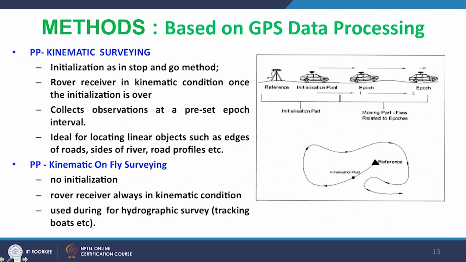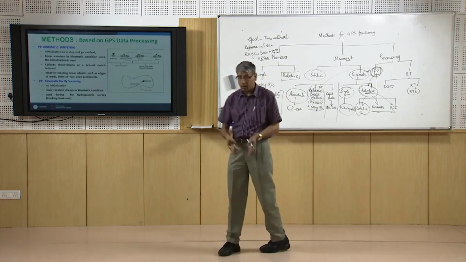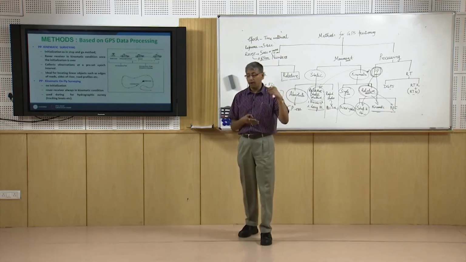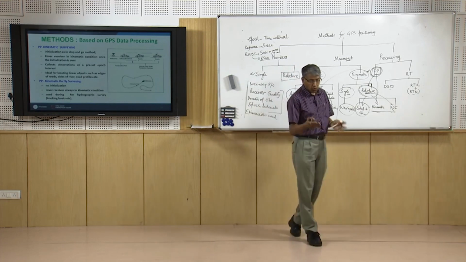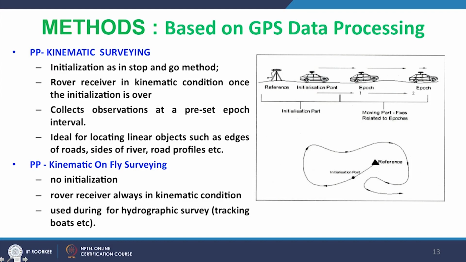Then in kinematic survey, it is actually the same, that means here also we have to do the reinitialization process as we did in the stop and go method, but here after initialization the receiver will be in continuous kinematic mode. And generally for linear types of objects like the corner of the roads or seashore, we can go for kinematic surveying.